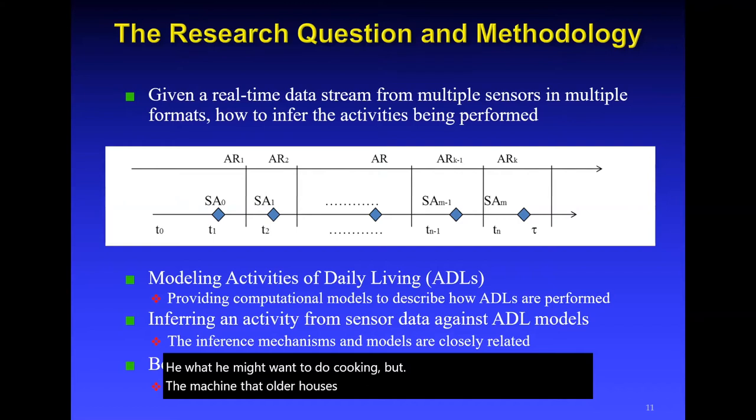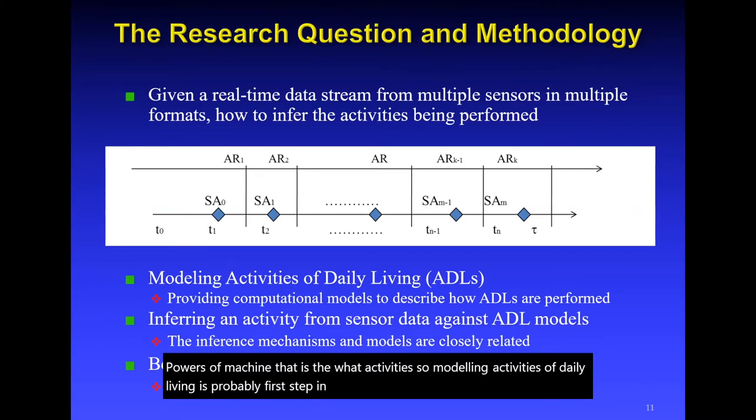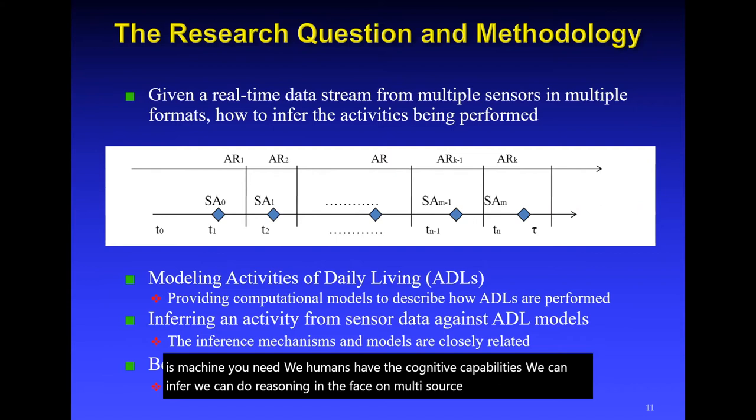So to do this, the first step, naturally, we need to model this knowledge and tell the machine what the activities are. So modeling activities of daily living is probably the first step, providing computational models. Yeah? The second is, we humans have cognitive capabilities. We can infer, we can do reasoning, based on multi-source information, we can infer what the situation is or what will happen.